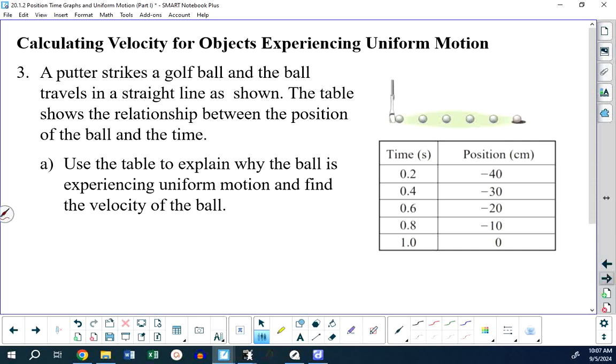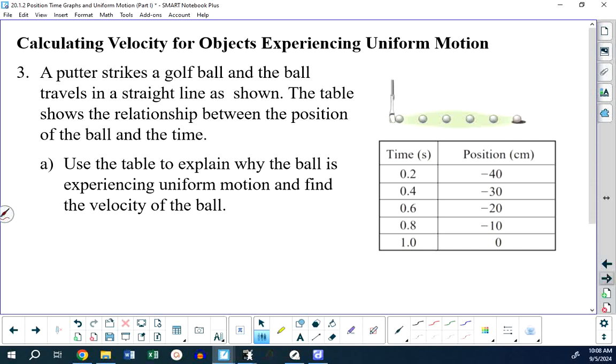Use the table to explain why the ball is experiencing uniform motion and find the velocity of the ball. So there's something about these numbers. Forget about the picture. Look at the data table. What is it about those numbers that tells you the velocity is constant? Do you know? It's always moving 10 centimeters every 0.2 seconds.